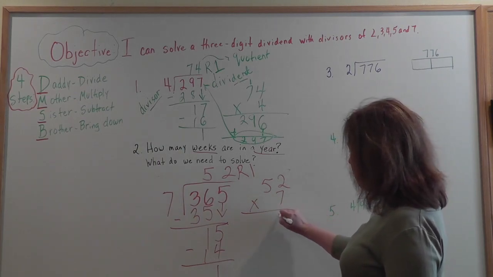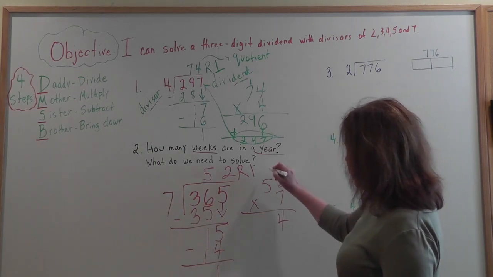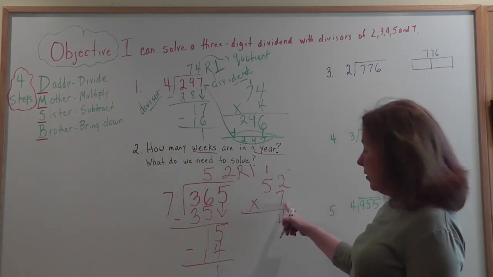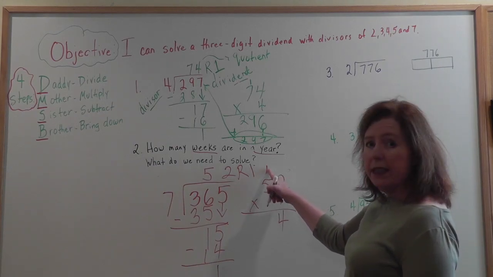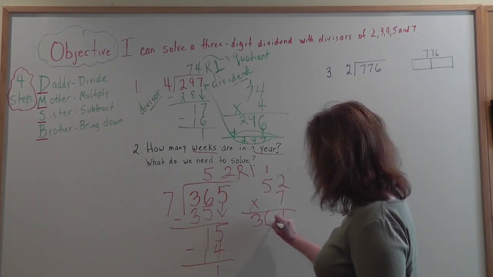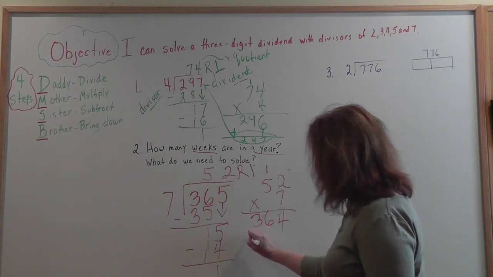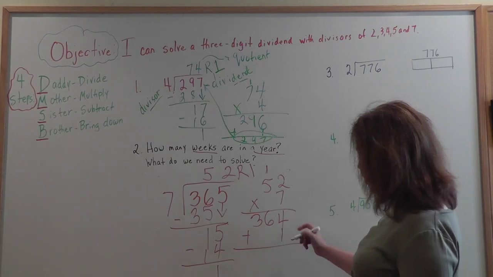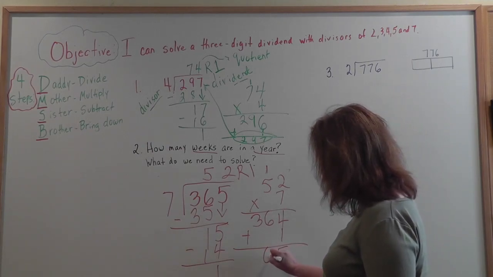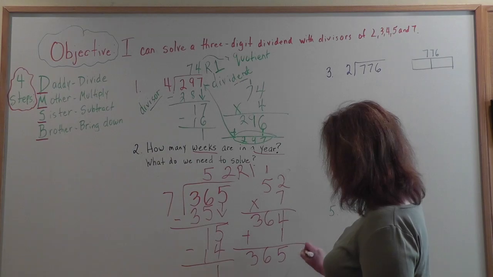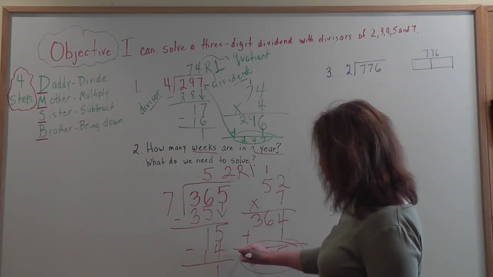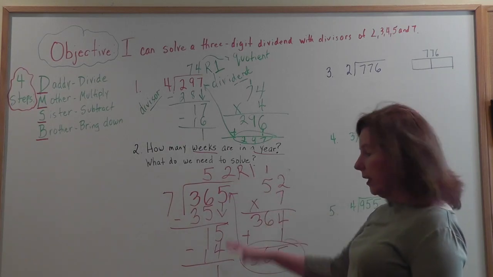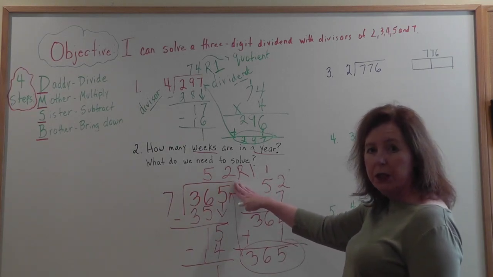2 times 7 is 14. I put down my 4 ones. I bring over my 10. Then I go 5 times 7 is 35. Plus 1 is 36. Plus my remainder. I have to add my remainder. Don't forget to add your remainder. So 4 plus 1 is 5. 6, 3. Now this matches my dividend. So I know my quotient is correct. 52, remainder 1.